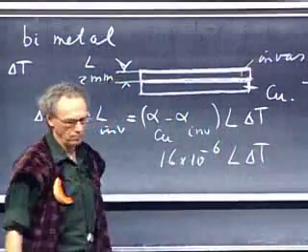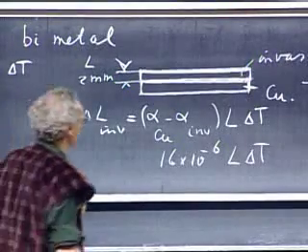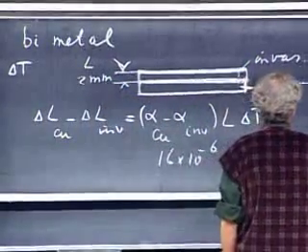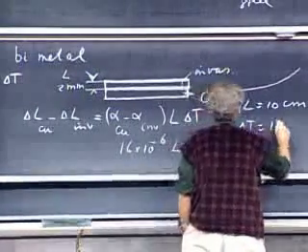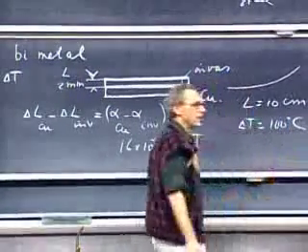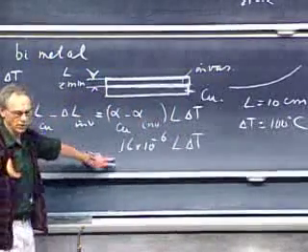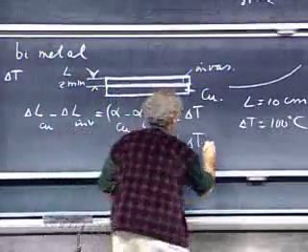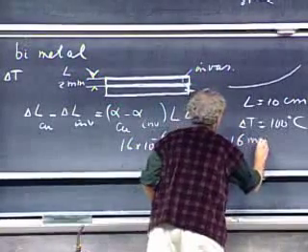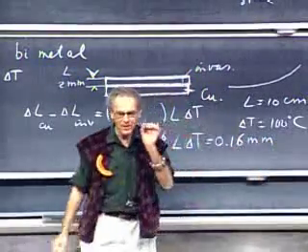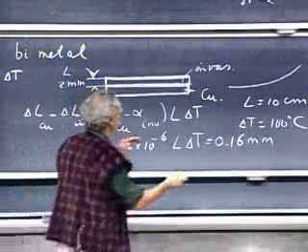delta T. And if I take a length of 10 centimeters, and I increase the temperature by 100 degrees centigrade, then this difference, which you can easily calculate, is 0.16 millimeters. 0.16 millimeter. Very little.